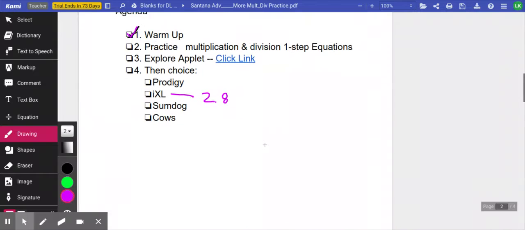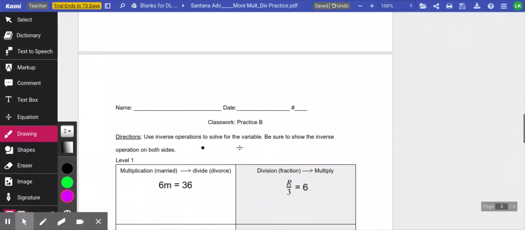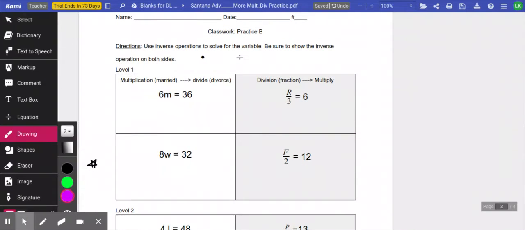All right, but let's focus on the main assignment here, classwork practice B. And I put a little reminder at the top that these two are inverses of each other. Multiplication and division. Keep in mind that multiplication dot, that is what it stands for. And we use that because now that we're using variables, it might be confusing if I were to use an X as a times symbol. So let's take a look at level 1.